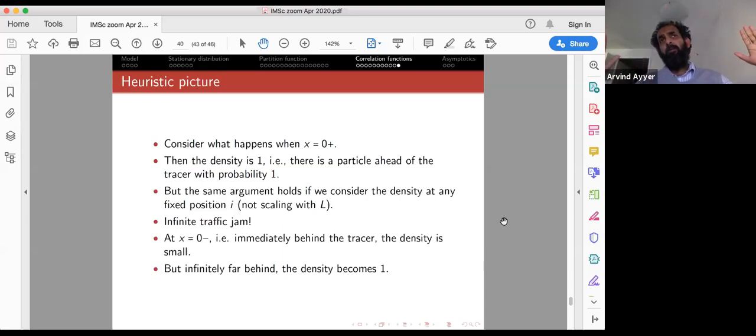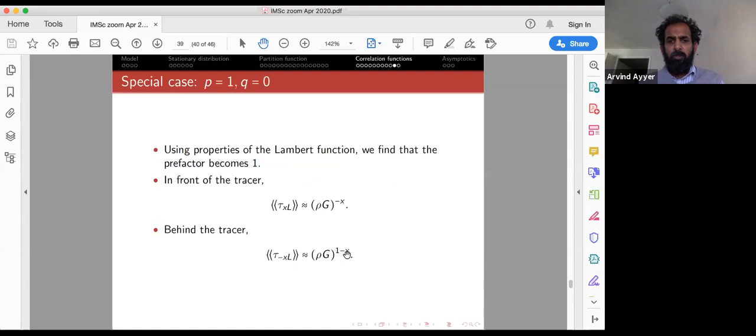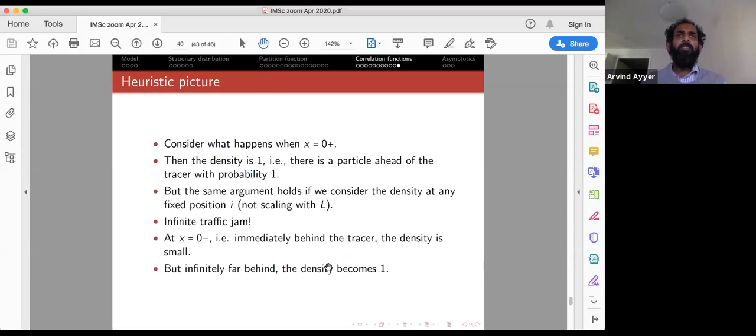because this guy is going forward, only forward, it leaves behind a wake. And because of that, from its point of view, if it looks far enough backward, the density again becomes 1, which is what you get when you take x equal to 1 over here. Okay, so this kind of explains some heuristic picture.